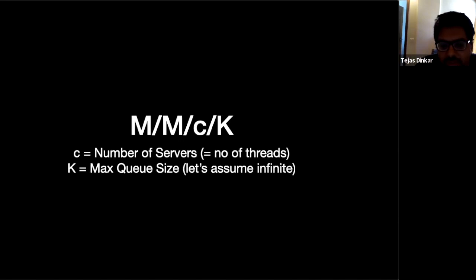Where C is the number of servers, so that's roughly equal to the number of server threads that you're running, or the number of cores. It's in the tune of that. And K is the maximum queue size, right? So let's assume that your TCP queues can just back up forever, right? Maybe you have some number of threads, and all other requests will wait.